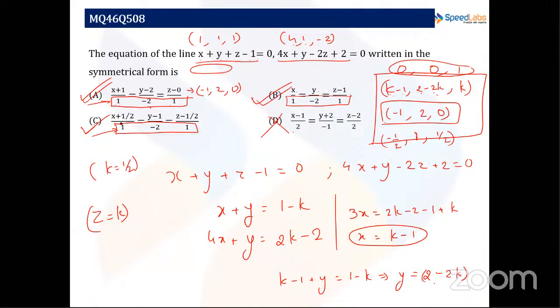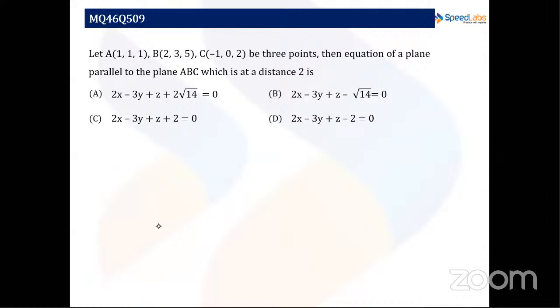Now for option C, these points are (minus 1 by 2, 1, 1 by 2). Check it. Minus 1 by 2 plus 1 by 2 will get cancelled. 1 and minus 1 will get cancelled out. So it is also coming out to be 0. So option C is correct. Clear? Moving to the next question.